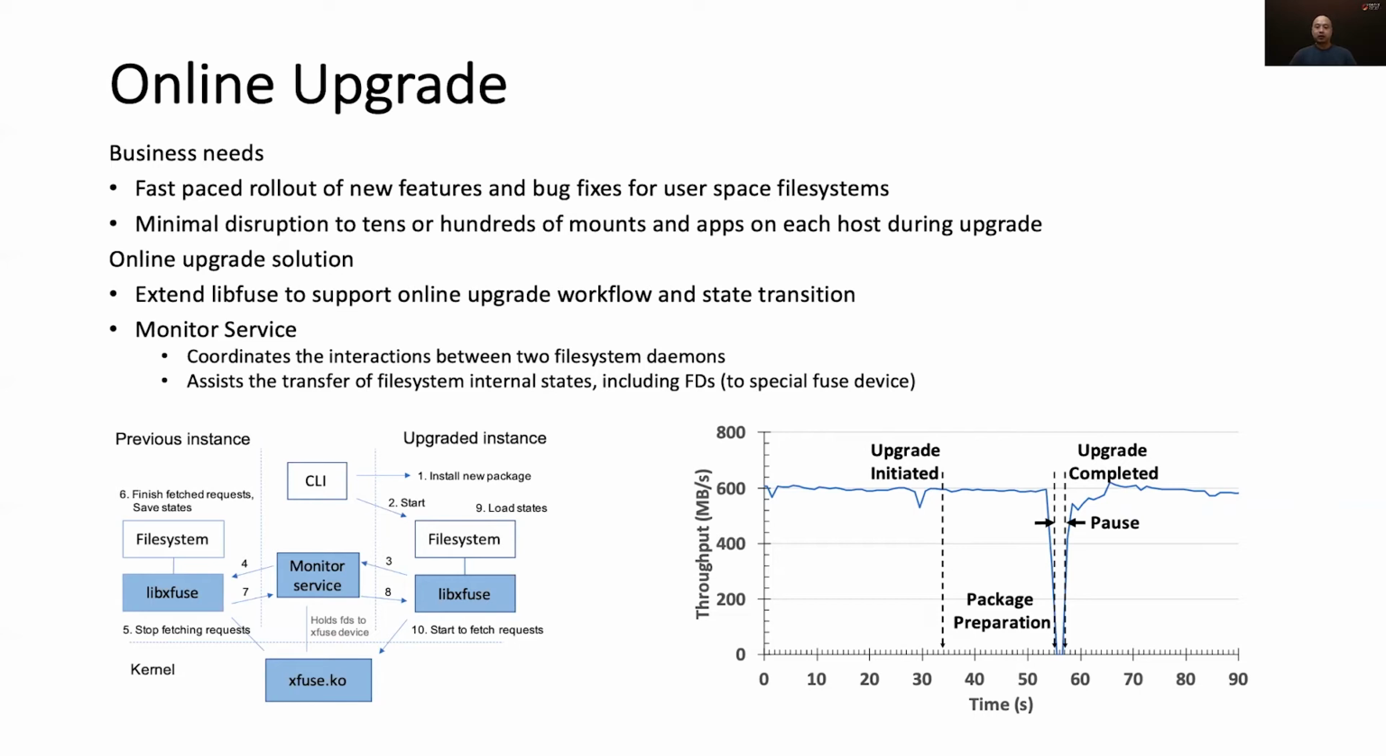The online upgrade feature has already been deployed and is serving our production workload. The figure at the bottom right shows an online upgrade in action. Applications only experienced about 2 seconds of IO freeze when we updated the file system software.